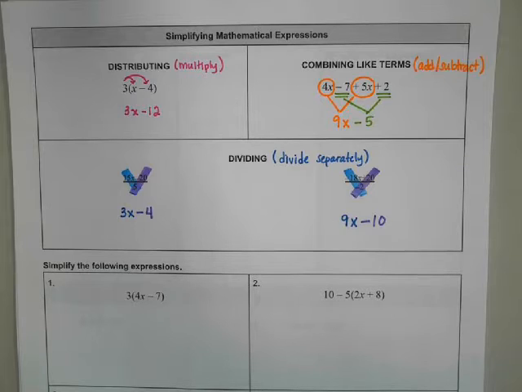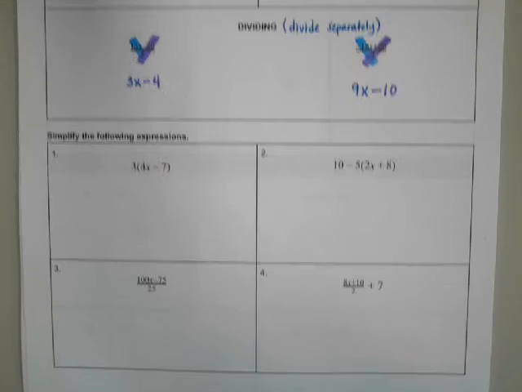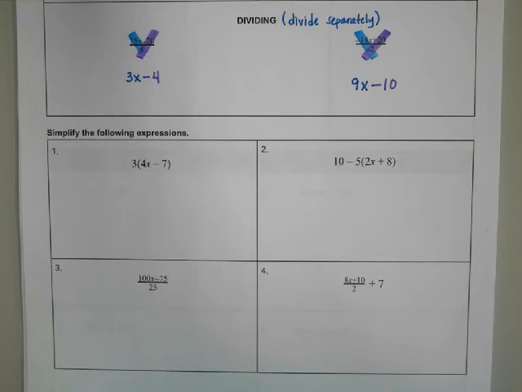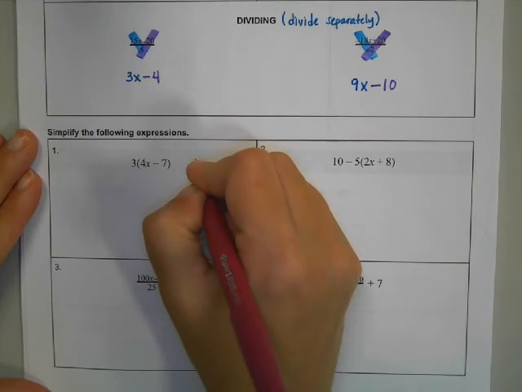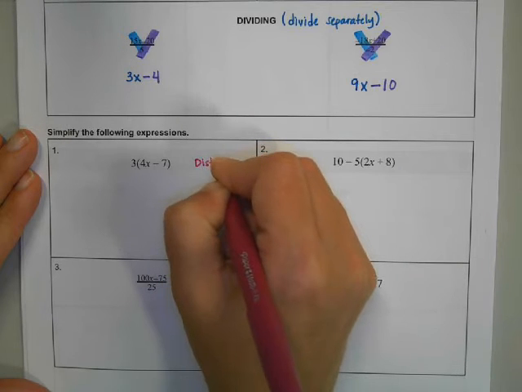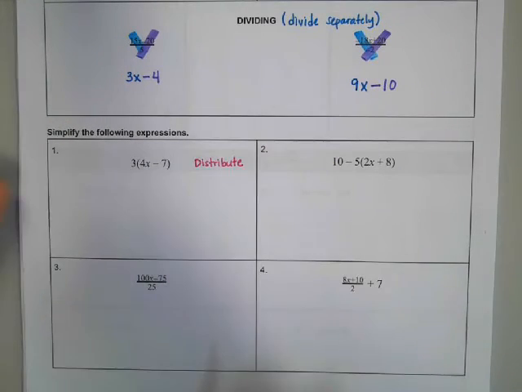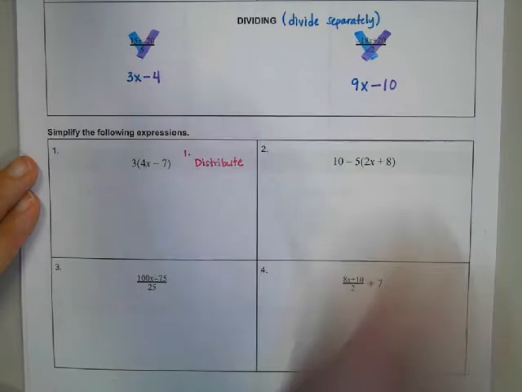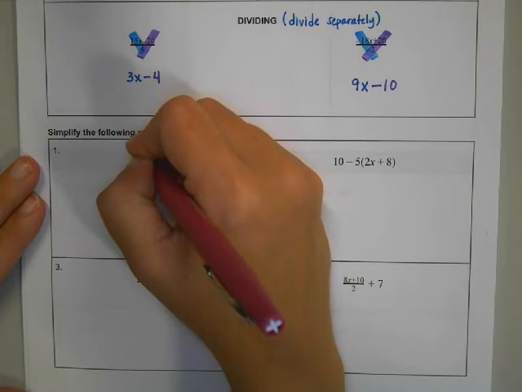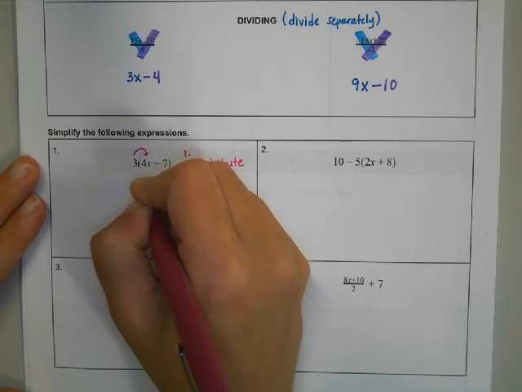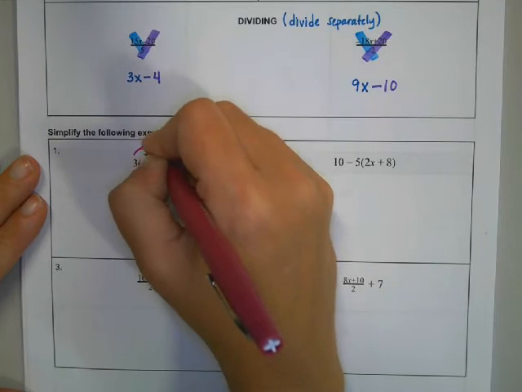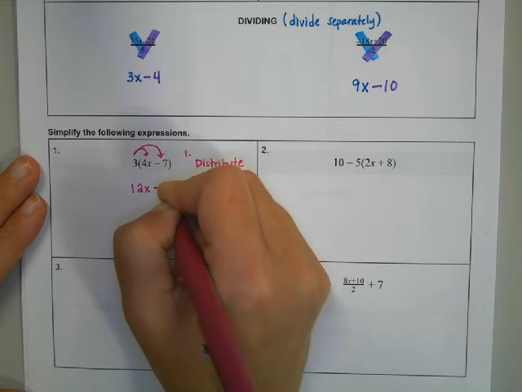Now, the big goal here is to know which of these things to do in a problem so that you can simplify it completely. So let's go ahead and try problems 1, 2, 3, and 4 to make sure that we know how to simplify completely. In problem number 1, the first thing I know I need to do is distribute, because there is a parentheses in this problem. So the first step is to distribute that number. 3 times 4x would be 12x, and 3 times negative 7 would be negative 21.